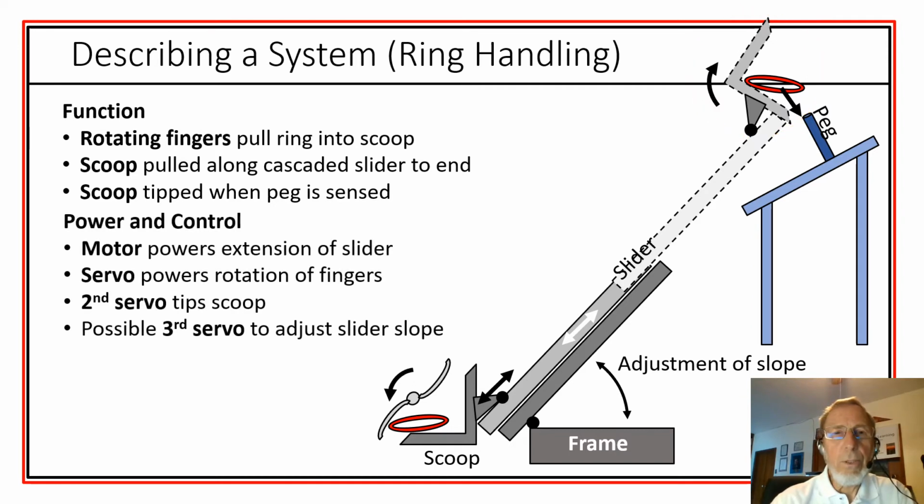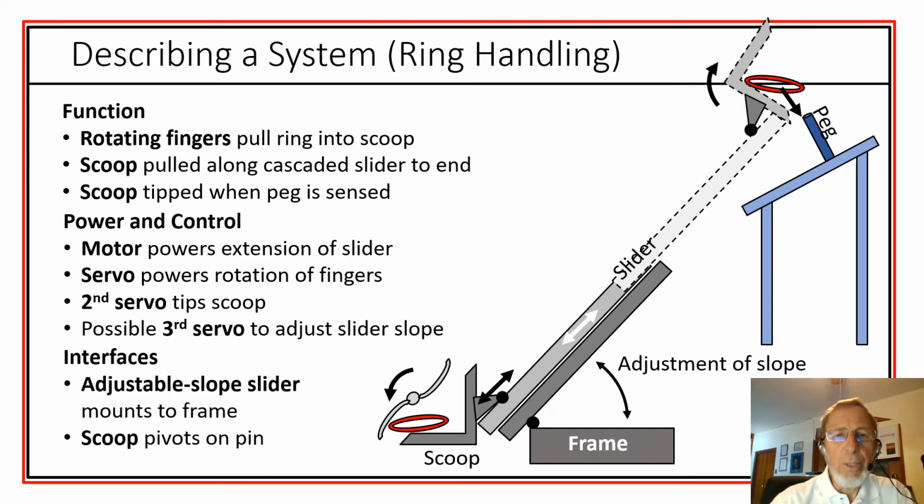In addition to describing functionality, one should for this system identify the power and control features as well. Here we assume that a motor is used to power the extension of the slider. Servos might be used for powering the rotation of the fingers, for tipping the scoop, and possibly for adjusting the slider scope. So we've identified what resources, what servos and motors are assumed to be part of this system as well.